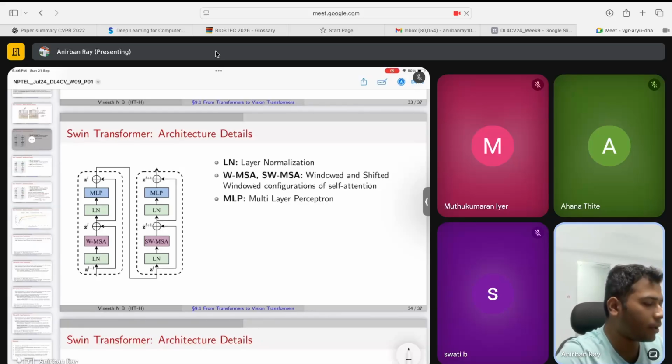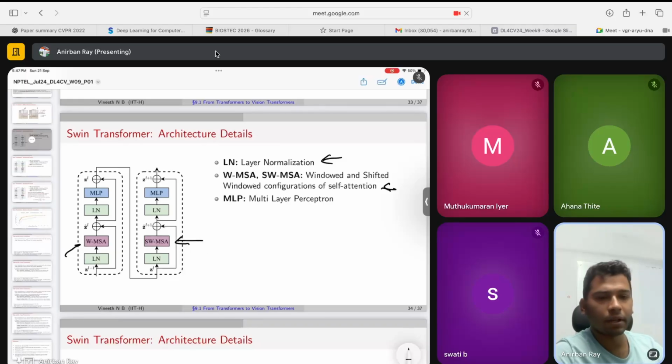So here, the architectural detail is shown. You can see the layer normalization, the windowed and shifted window configurations of self attention, W-MSA and SW-MSA. Then there is the multi-layer perceptron. So this is the window self attention, and this is the shifted window, SW. These two are applied so that the model can learn long range dependencies and how every patch is related to another patch.